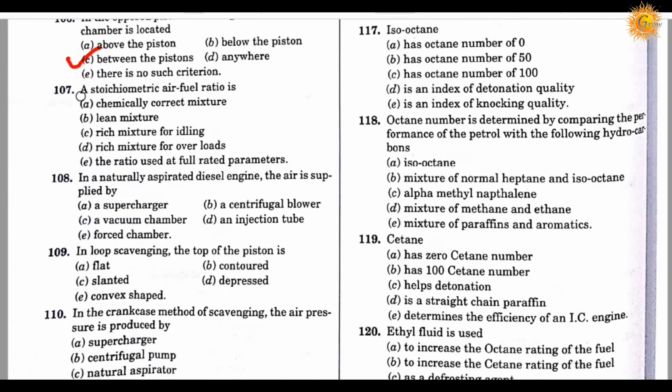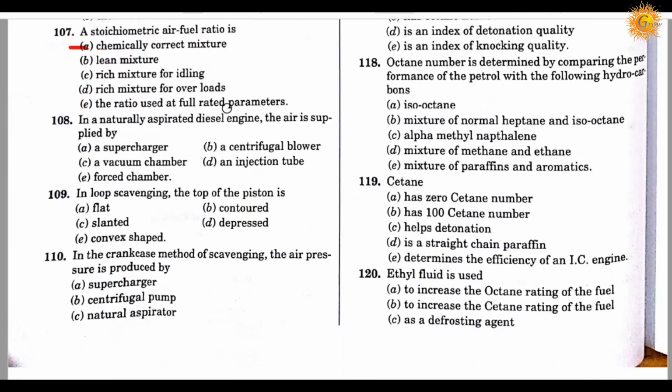Question number 107. A stoichiometric air fuel ratio is: option A, chemically correct mixture; option B, lean mixture; option C, rich mixture for idling; option D, rich mixture for overload; option E, the ratio used at full rated parameters. So the correct answer is A, stoichiometric air fuel ratio is a chemically correct mixture.